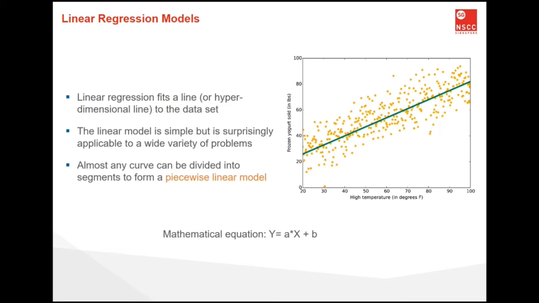The relationship between variables in a simple linear regression model can be explained using this image. Here, we are predicting the frozen yogurt sold on the basis of temperature. And we can clearly see that the higher the temperature, the more yogurt sold, which makes sense. The mathematical equation for linear regression is simply y equals a times x plus b, where a and b are the linear coefficients. It is to be noted that almost any curve can be divided into different pieces of linear models.